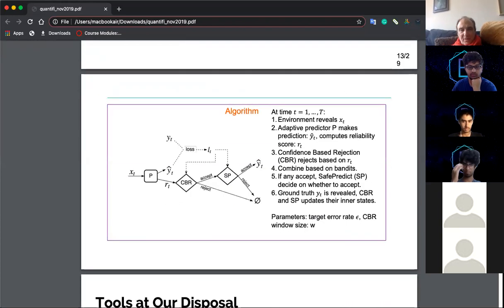I'm not sure this is a helpful slide, but here it is. Some people like to look at pictures like this. So conformal prediction comes first, and SafePredict is after that. If conformal prediction rejects, then SafePredict doesn't even see it. But if conformal prediction accepts, meaning, yes, I'll act on that prediction, SafePredict makes the final decision whether to act on the prediction or not. That's the idea. Next slide, please.